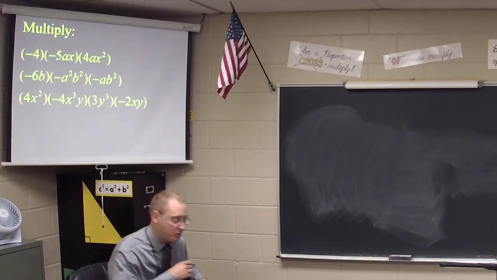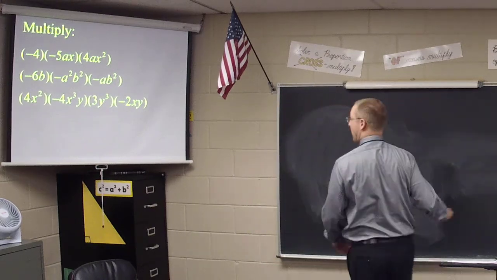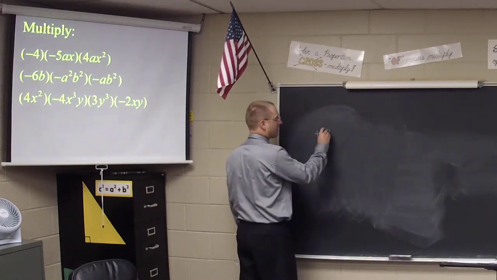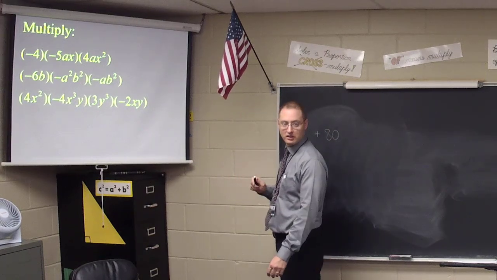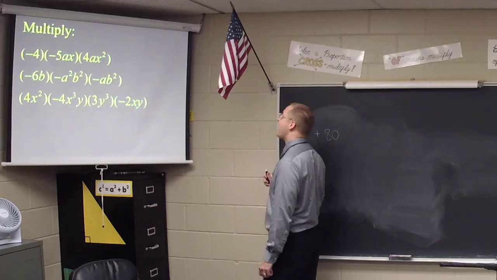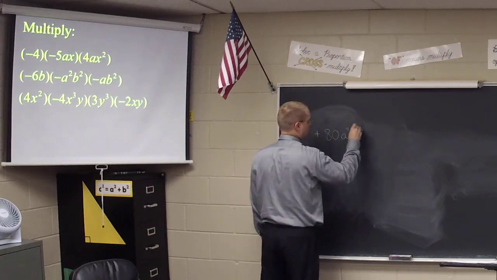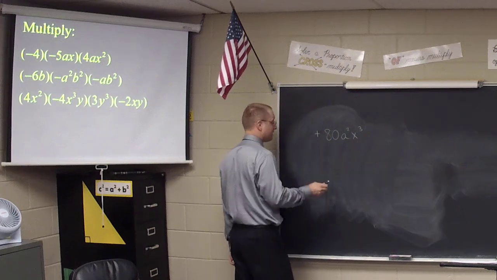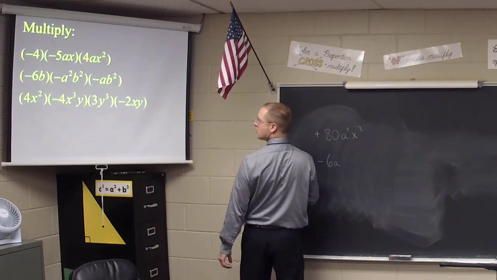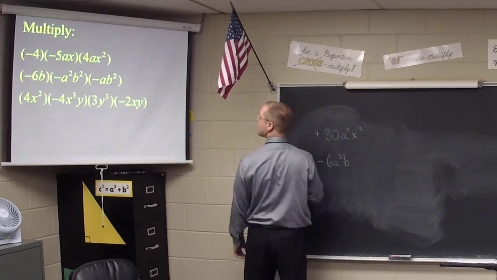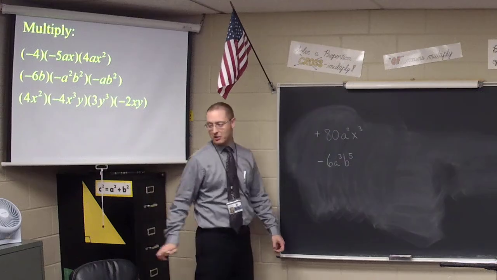All right, on the first one, sign, negative. Or positive. Positive. Number, 80. Uh-oh, what do we do? All right, A squared, X cubed. All right, on the next one, sign, negative. Number, 6. A cubed. B to the fifth. Yeah, I was reading it. Alright, questions on that one?